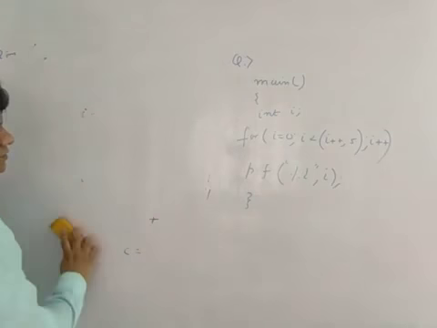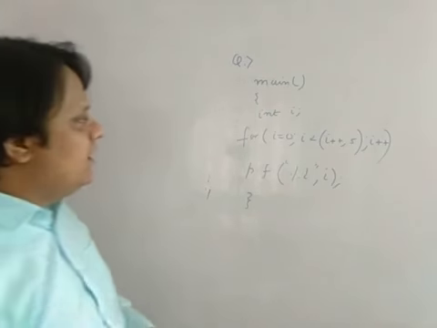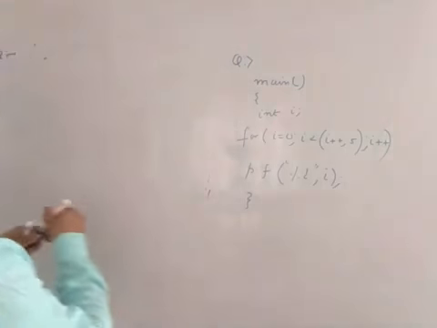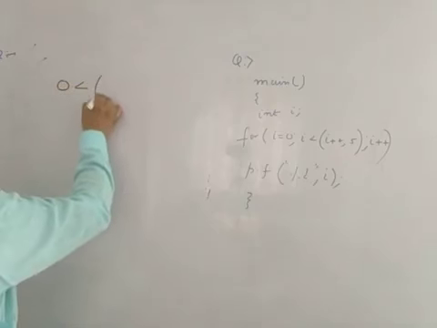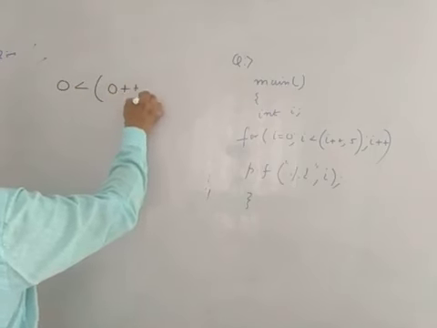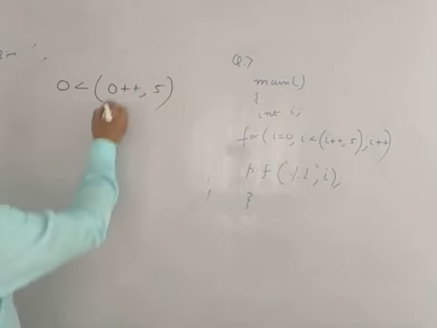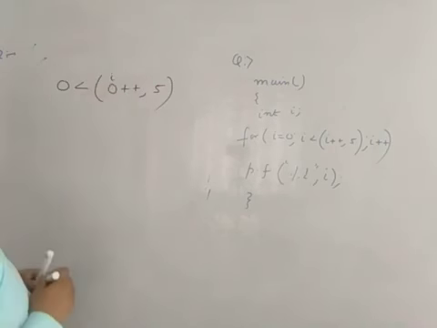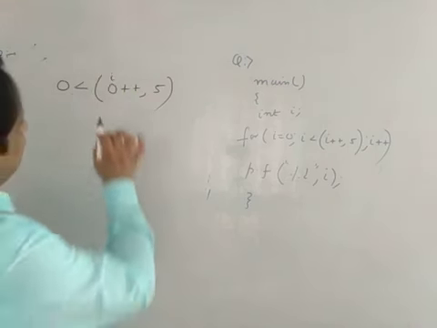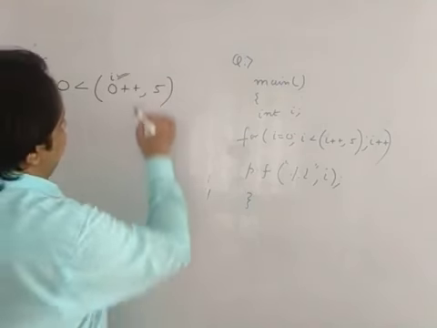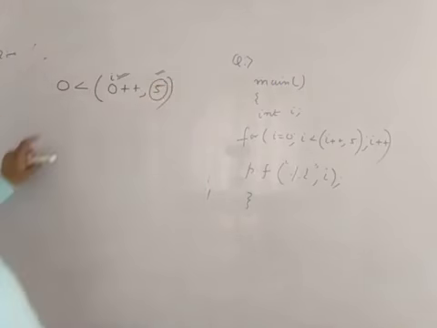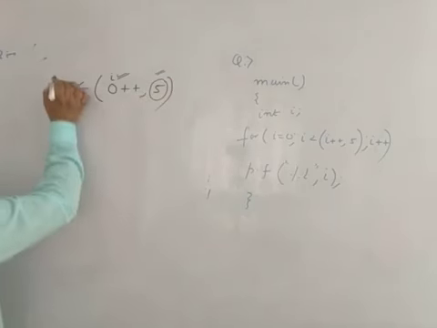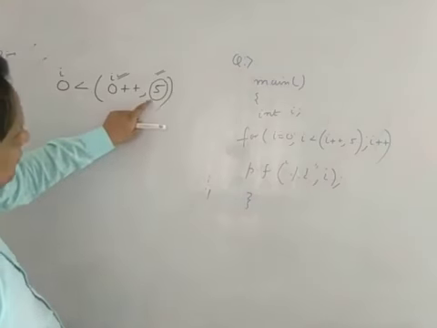So now moving on to this question, which has this concept. Here I am writing i = 0. This line is very important. I am saying 0 < (0++, 5), and this is your i. When you write this, you are evaluating this first, and then evaluating this second, and then you are finally picking this value. Because the value of i is 0, this is also i, right?